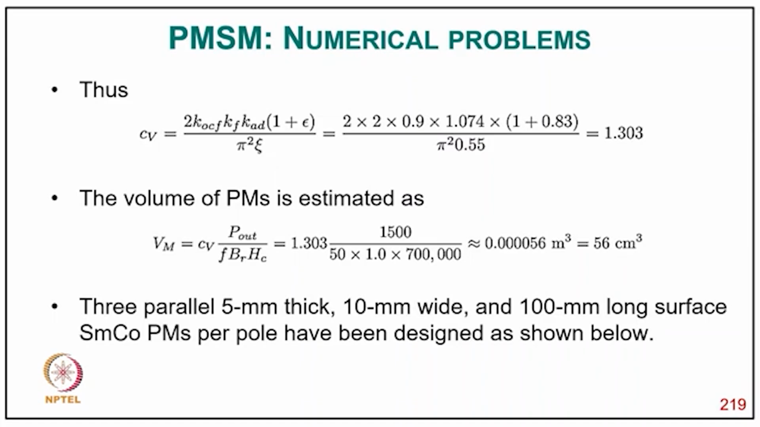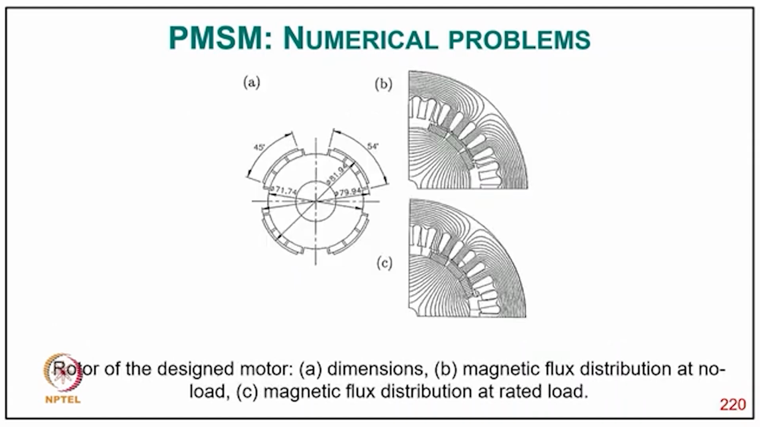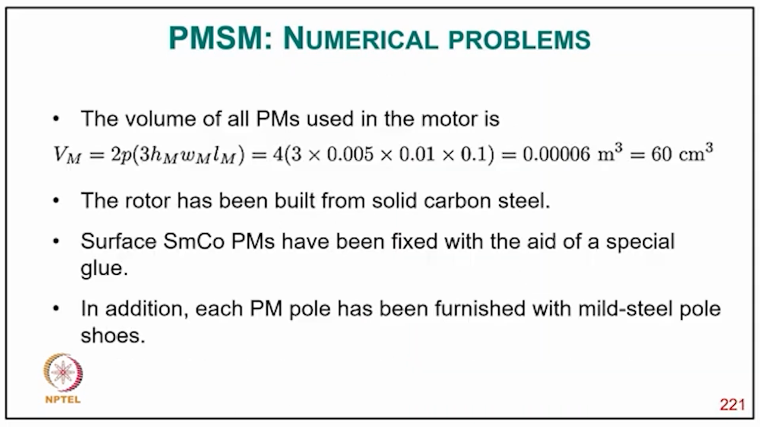putting values it comes 56 centimeter cube, and 3 parallel 5 millimeter thick, 10 millimeter wide, and 100 millimeter long surface ceramic cobalt permanent magnets per pole have been designed as shown in the figure typically. So here is the rotor of the motor, with dimensions and magnetic flux. The volume of all permanent magnets in the motor is Vm equal to 2p 3 hm wm lm, and putting values it comes to about 60 centimeter cube, and the rotor has been built from solid carbon steel.